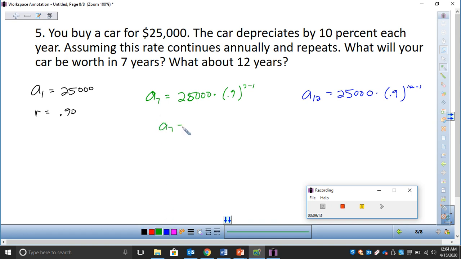So after 7 years, your car is going to be worth $13,286.03. And then after 12 years, again, just plugging it all into your calculator, a sub 12, your car is going to be worth $7,845.26. So again, this is being able to tell the difference between a sequence and a series. If it asks you for the sum, that is talking about a series. If it does not, that is talking about a sequence.